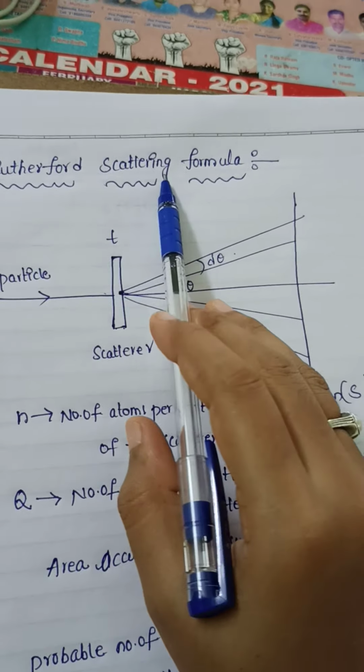There are so many alpha particles that strike the scatterer. Here I am assuming that Q means the number of alpha particles that strike the scatterer in a unit area.